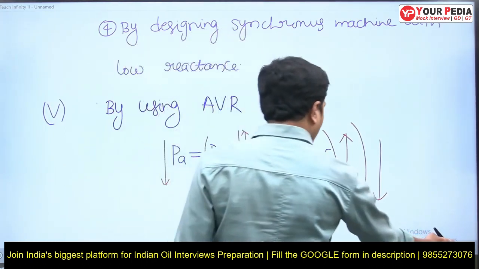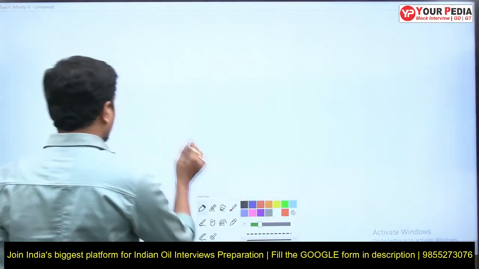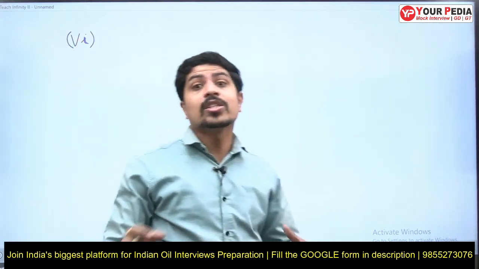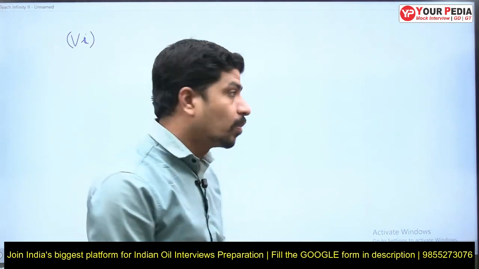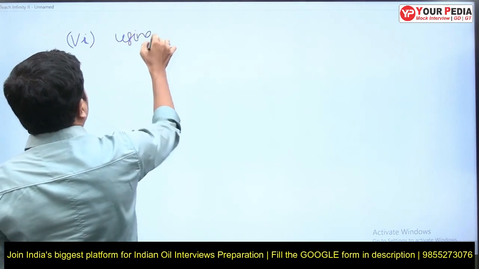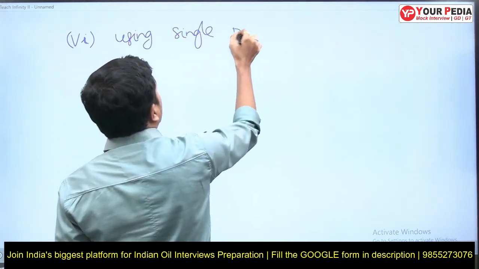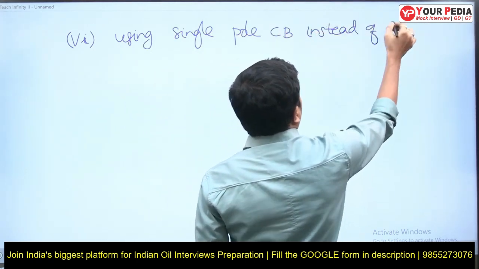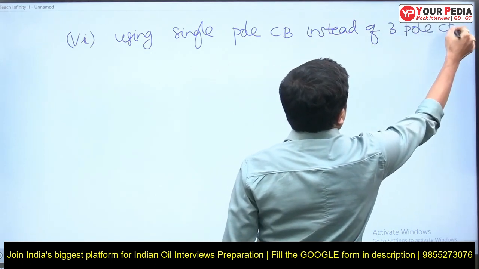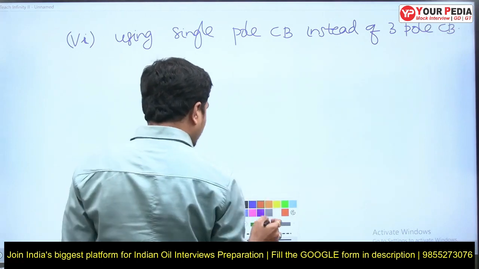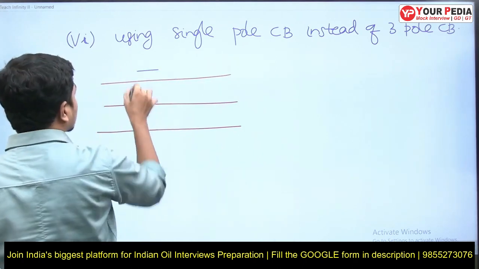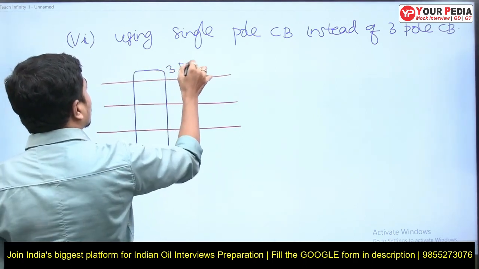What is another method to improve stability? So there are several methods to improve stability. This one is very important: using a single pole circuit breaker instead of a 3-pole circuit breaker. What is single pole, what is 3-pole, I'll tell you. Suppose there are 3 phases here, a 3-pole circuit breaker will be like this. This is a 3-pole CB.